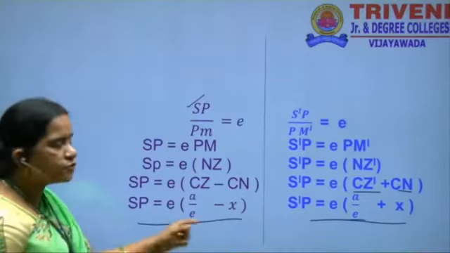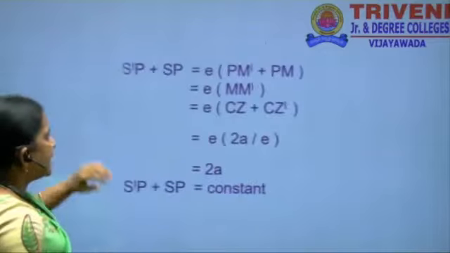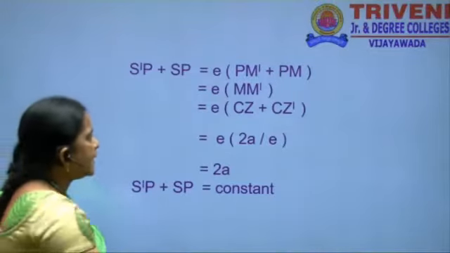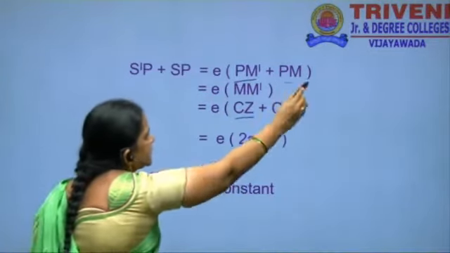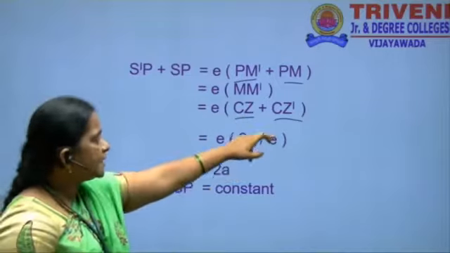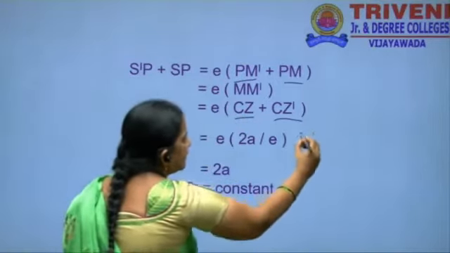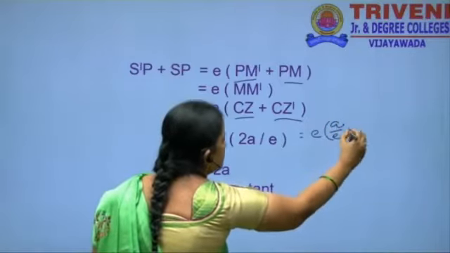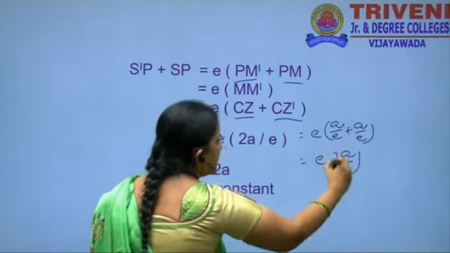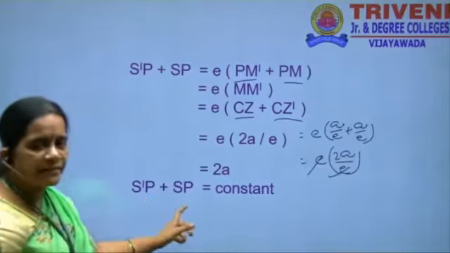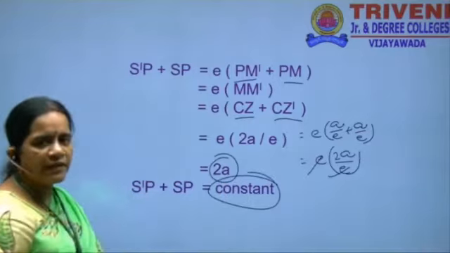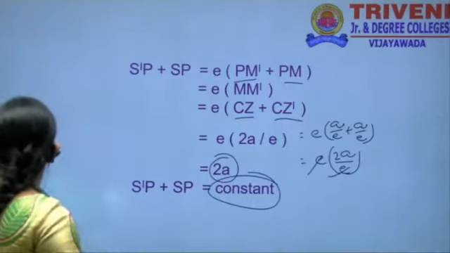We have to add these two values. SP plus S dash P is equal to E common, PM dash plus PM. PM dash is equal to CZ, PM is equal to CZ dash. Already you know the value of CZ is A by E, here also A by E. A by E plus A by E is 2A by E. E into 2A by E, here E gets cancelled. Then SP plus S dash P is equal to 2A. Here 2A is a constant. This is one of the theorems in the ellipse. We have to try this one.